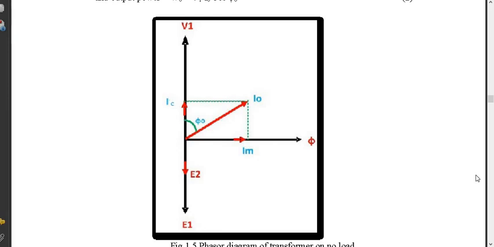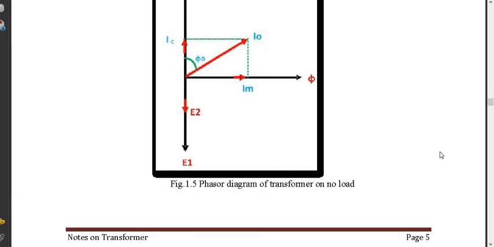The difference between an algebraic sum and a phasor sum is that with an algebraic sum, 2 plus 2 has to be 4. But in case of a phasor sum, 2 plus 2 can be 0, 2 plus 2 can be 4, 2 plus 2 can be minus 4. Another way to put it is that the addition is always done on a rectangle. You can see the line parallel to IC is drawn, the line parallel to IM is drawn, and the diagonal of the rectangle is I0, which is what is called the no load current. So this is about the no load phasor diagram.